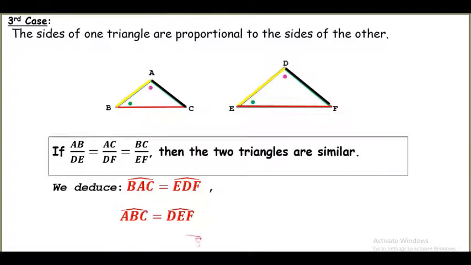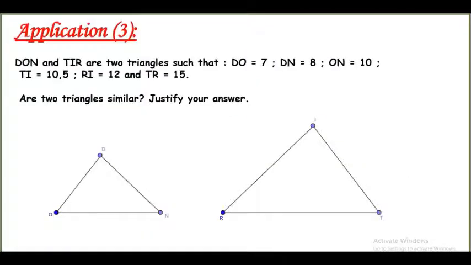Now I want to solve this application on case 3. I have the two triangles DON and TIR with given measures of their sides. I want to prove that these two triangles are similar, and I have to justify my answer. As you see here, I have no given about the angles, so simply I know that I have to use case 3.